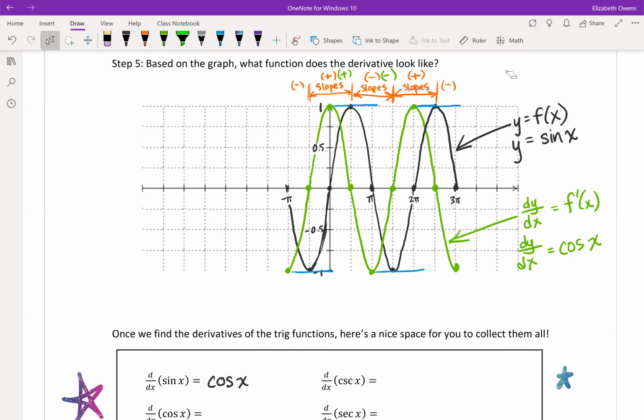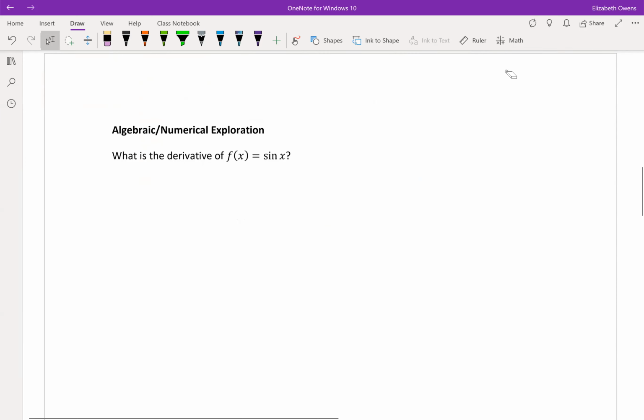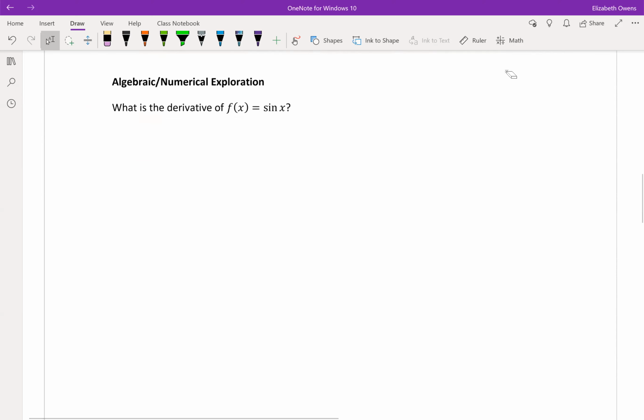Okay, so speaking of derivations here, we can't just trust a graph to give us the derivative because my drawing might not have been all that accurate. So we need to come up with a nice solid algebraic or numerical exploration of this, a solid way to find the derivative for sure of the function sine x.